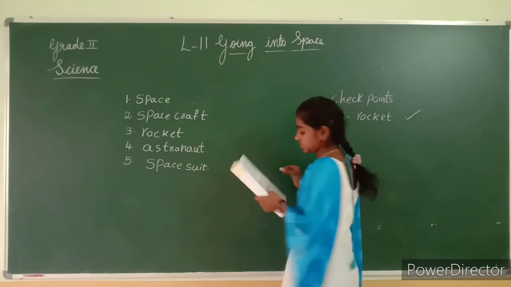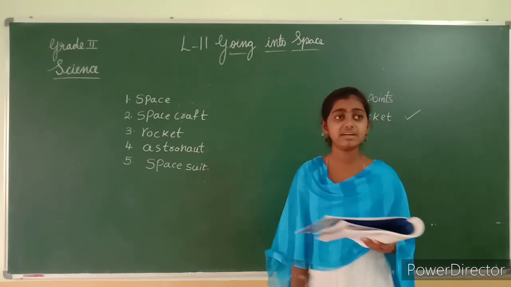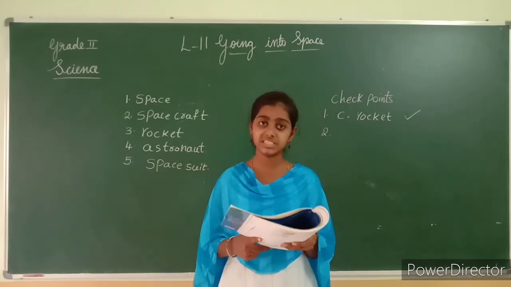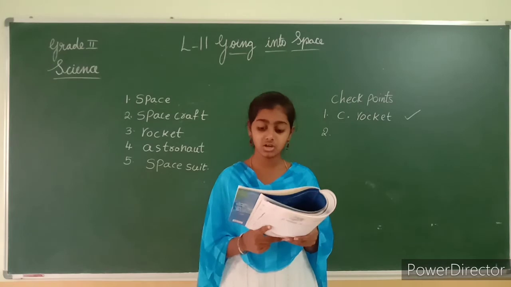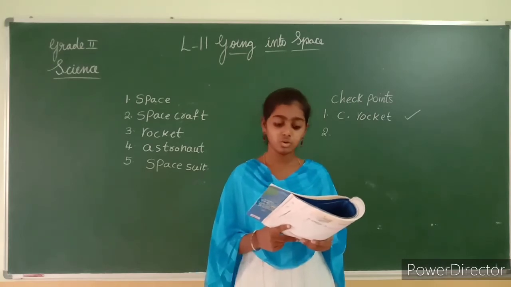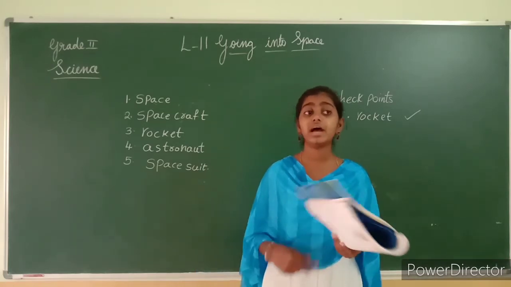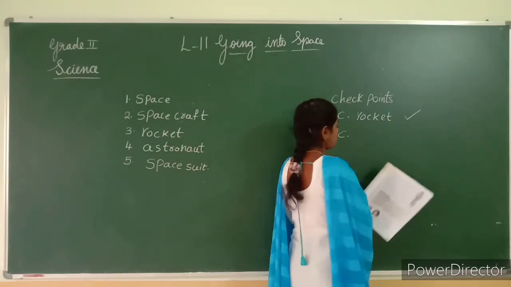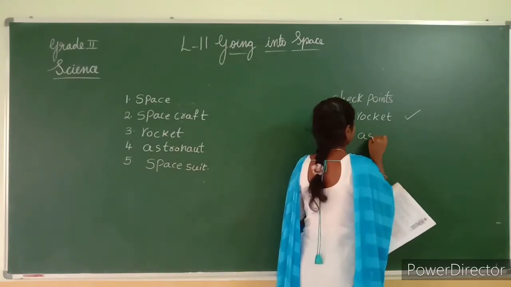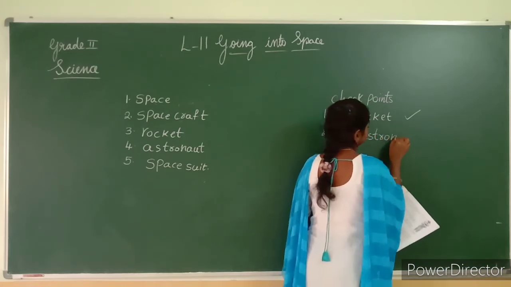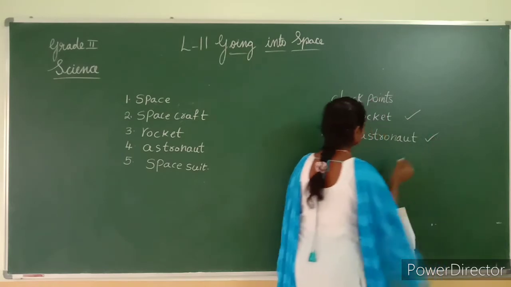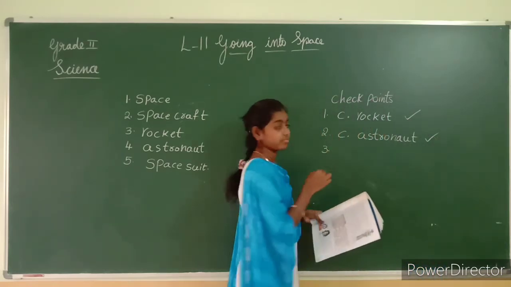Next, second question. This person travels in space. Who is that person? Option A, driver. Option B, pilot. Option C, astronaut. Who is traveling into space? Astronaut. Second one is also option C, astronaut.